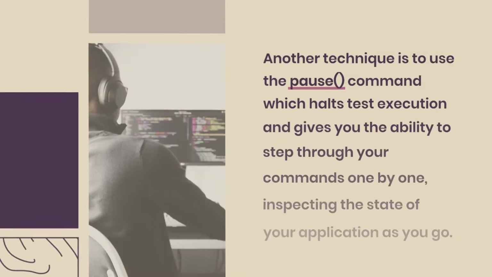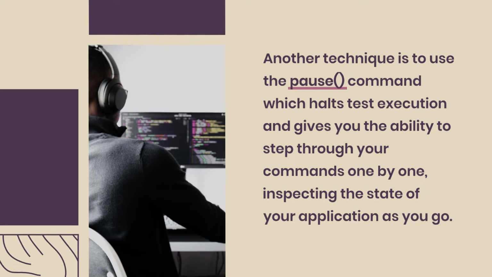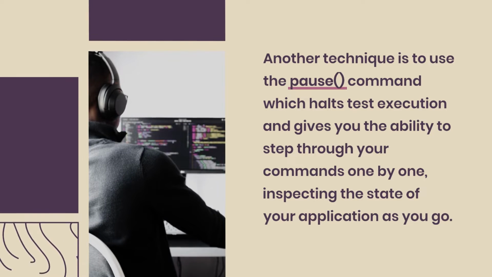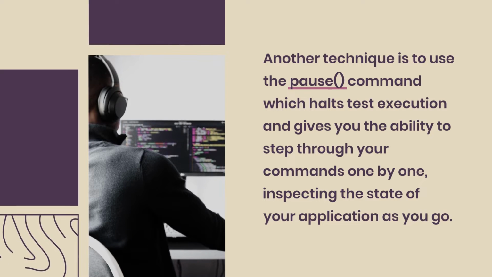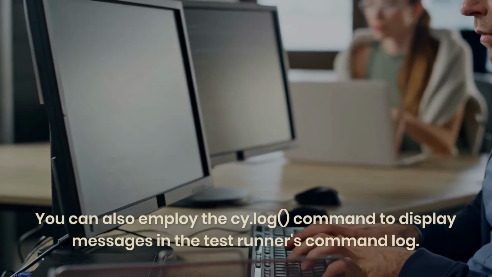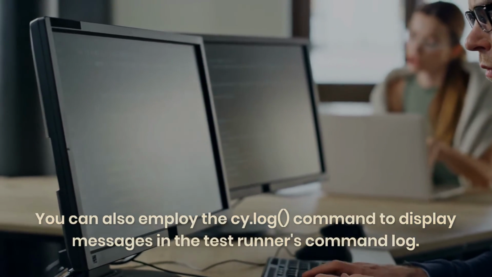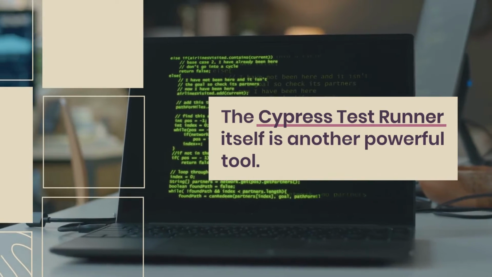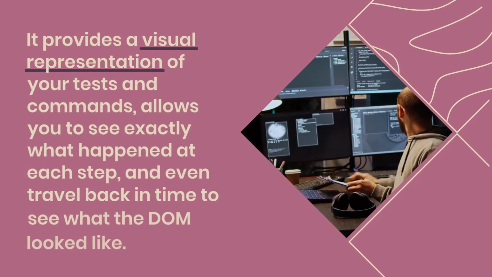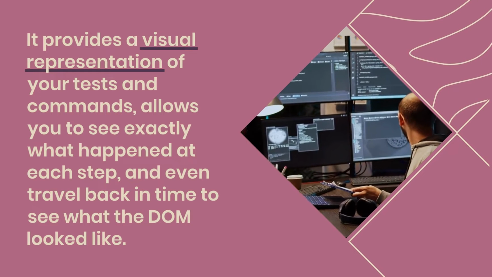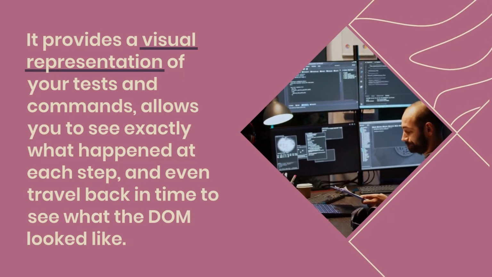Another technique is to use the pause command, which halts test execution and gives you the ability to step through your commands one by one, inspecting the state of your application as you go. You can also employ the cy.log command to display messages in the test runner's command log. The Cypress test runner itself is another powerful tool. It provides a visual representation of your tests and commands, allows you to see exactly what happened at each step, and even travel back in time to see what the DOM looked like.